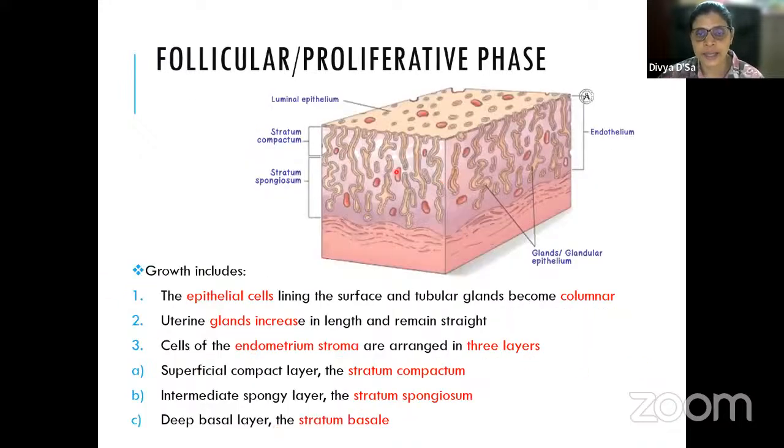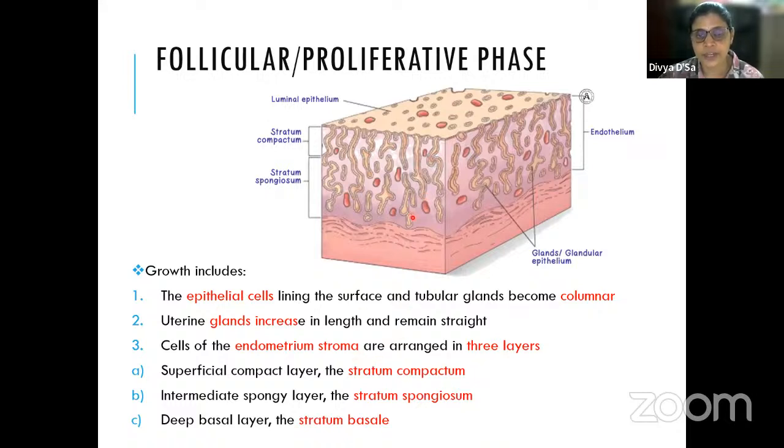So one is the epithelial cells. The lining epithelial cells of the endometrium, as well as the tubular glands, become columnar. So from cuboidal to columnar it becomes, and the uterine glands will increase in length. They increase in length and they remain straight. That is the next change.